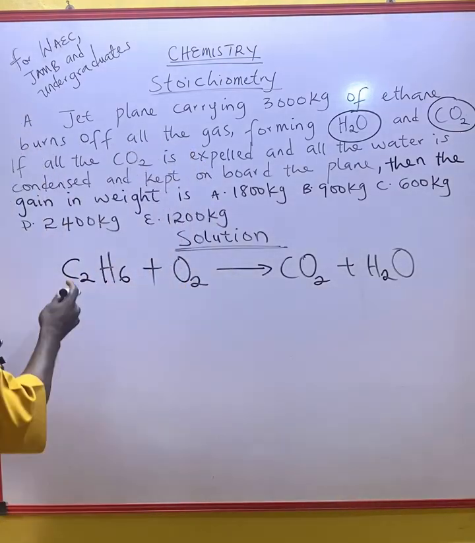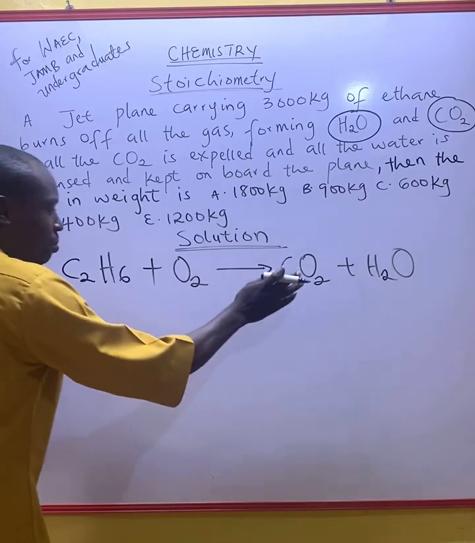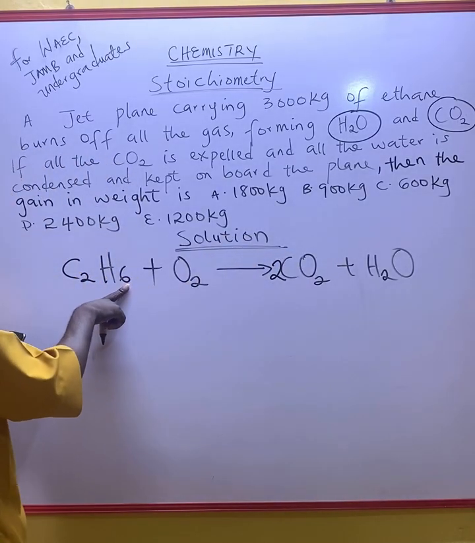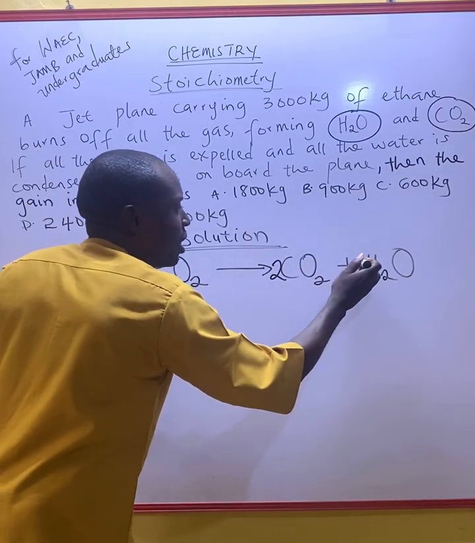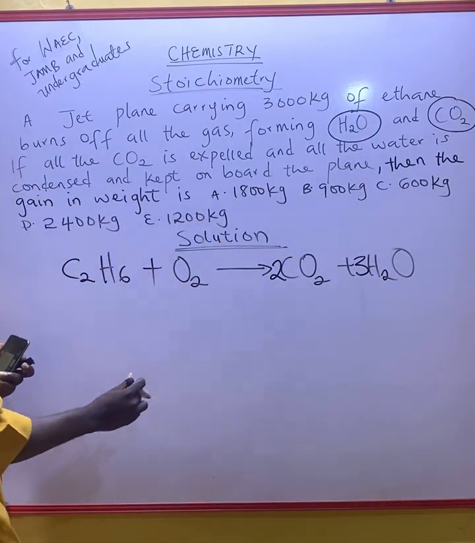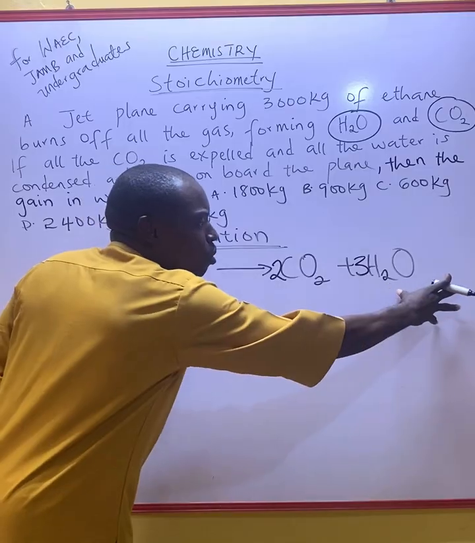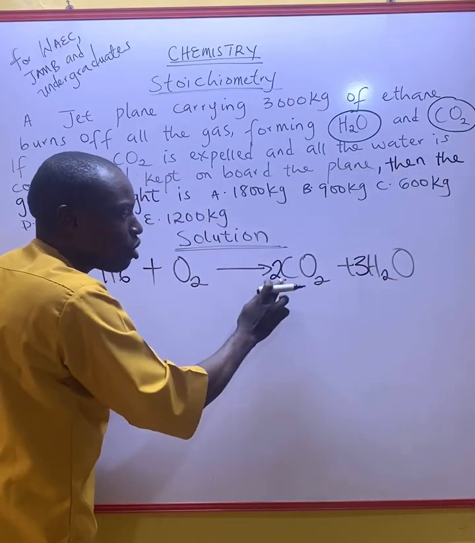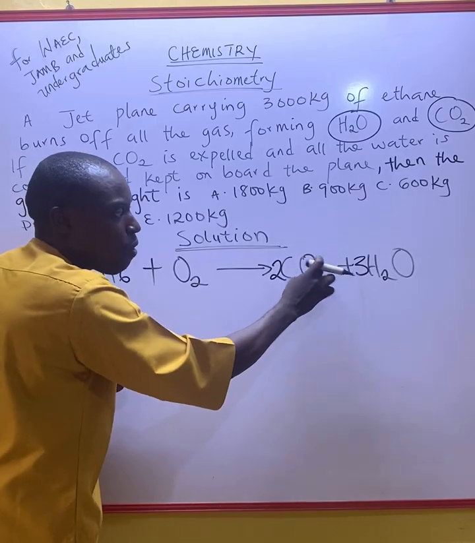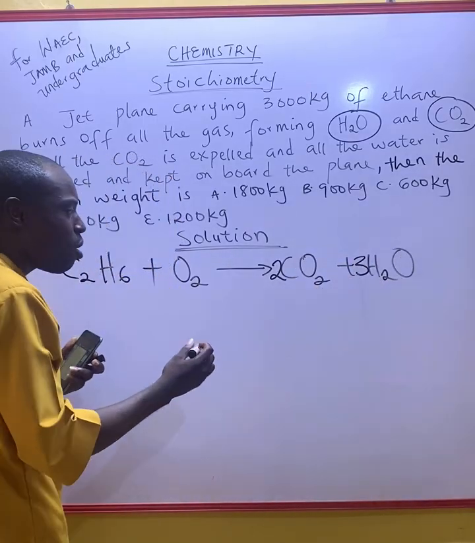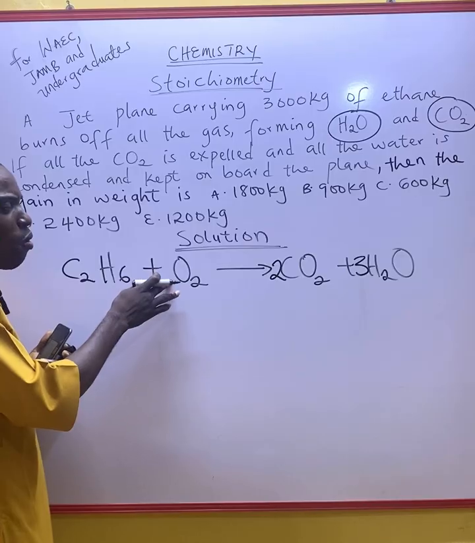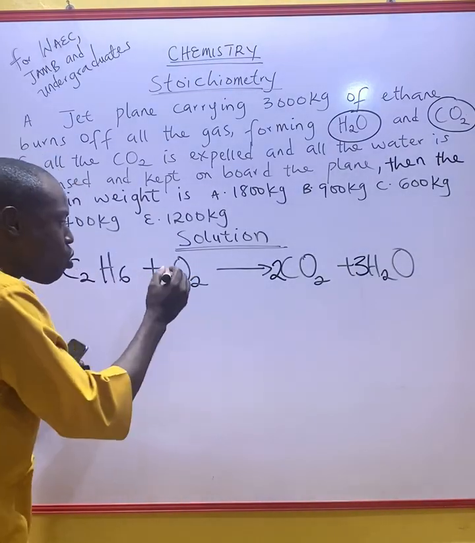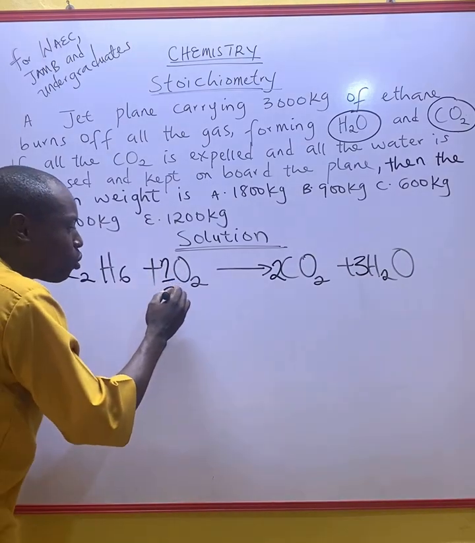Now we come here. Of course, here is 2. We put 2 here at first. Here is 6 hydrogen. Of course, here will be 3. Now, the total amount of oxygen in this product is 7, as 2 times 2 is 4, plus this 3 here is 7. Of course, there is no way we can do it here because it's an odd number. And because it is an odd number, we'll put 7 over 2.